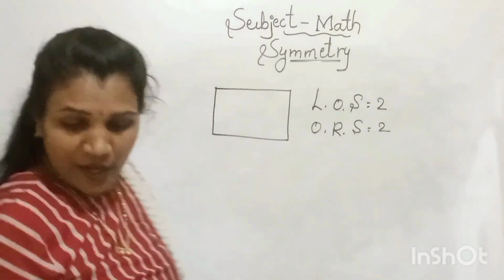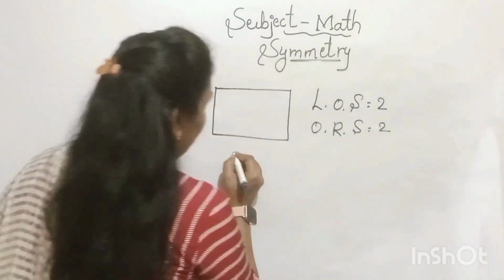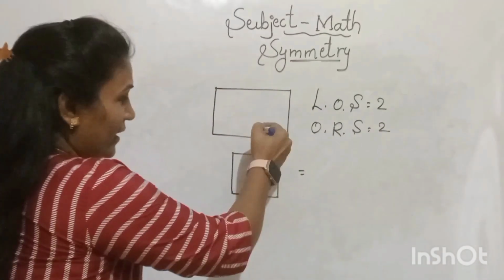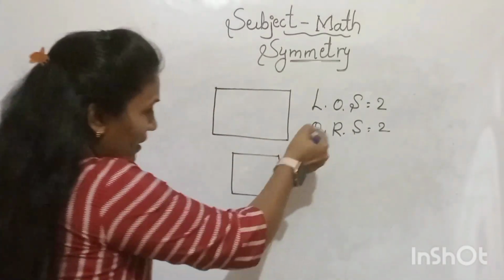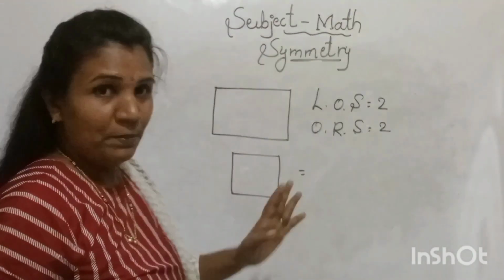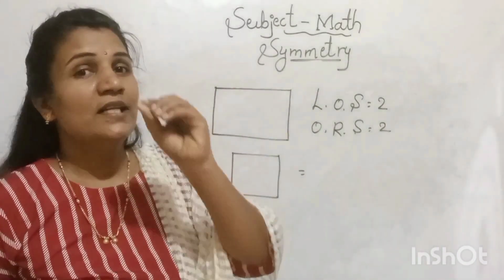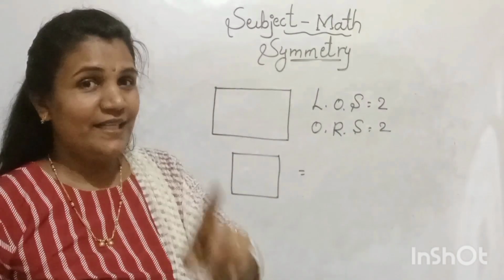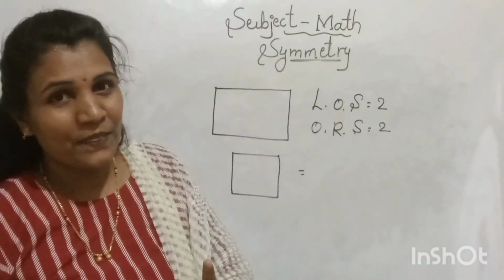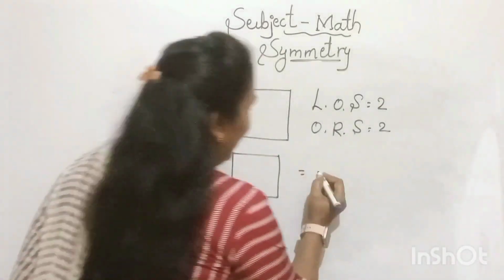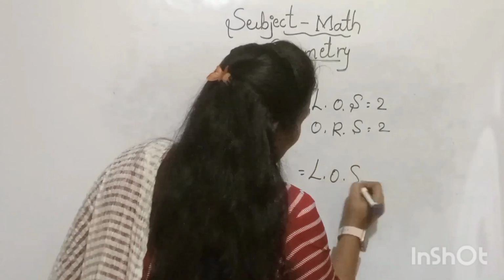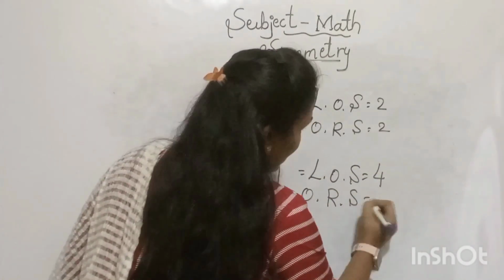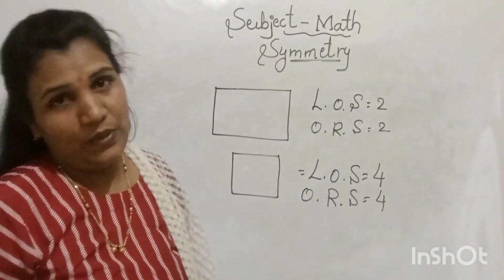Now, we'll take square. Yes, this is a square. Here, vertically 1, horizontally 1, both diagonals 1 each. That means 4. The square has 4 lines of symmetry and order 4 of rotational symmetry. Lines of symmetry also 4 for the square and order of rotational symmetry also 4 for the shape square.